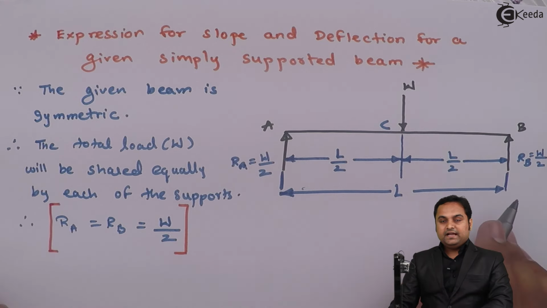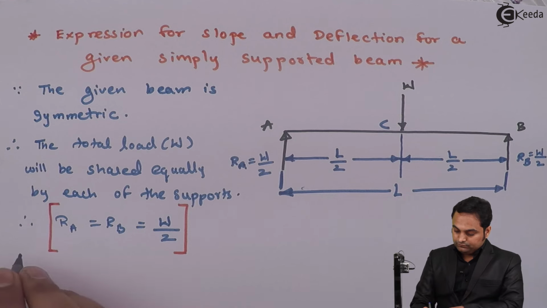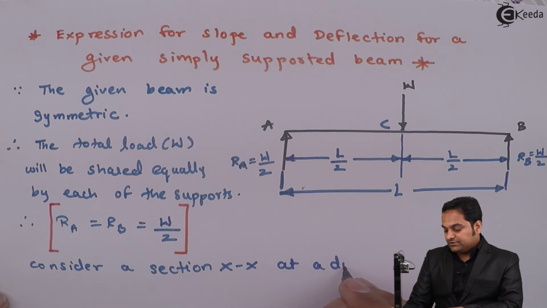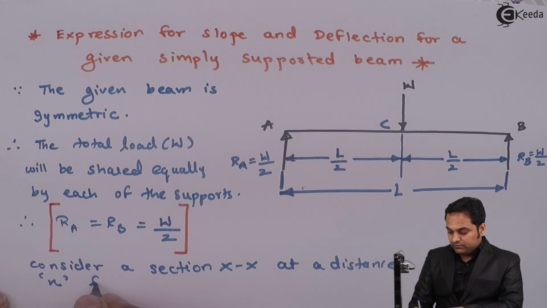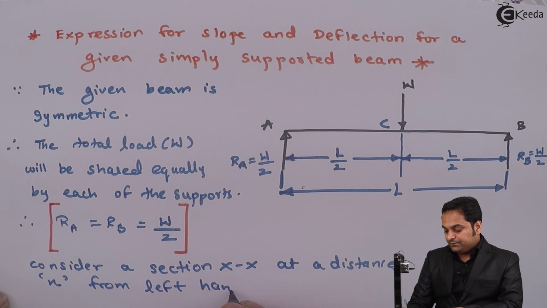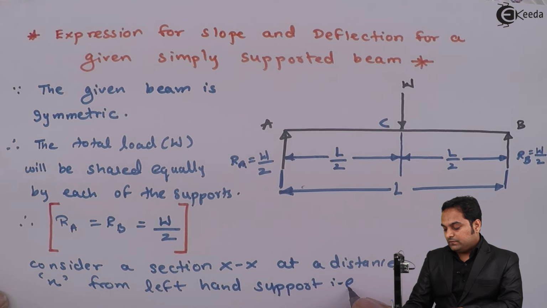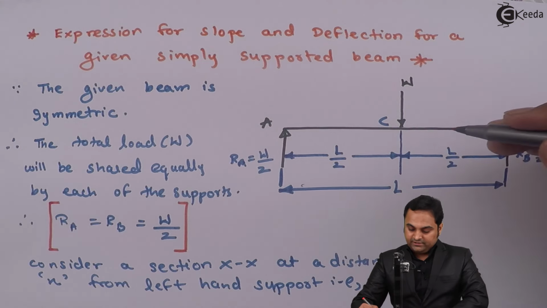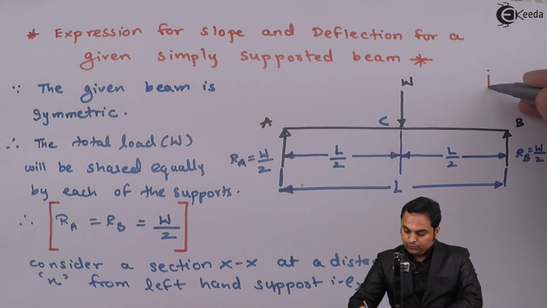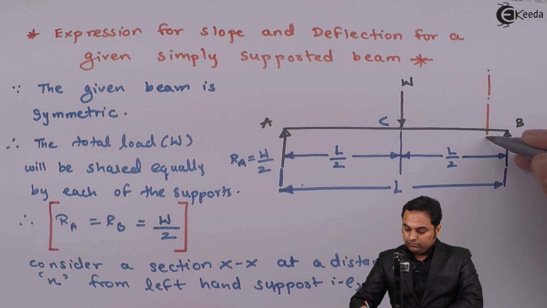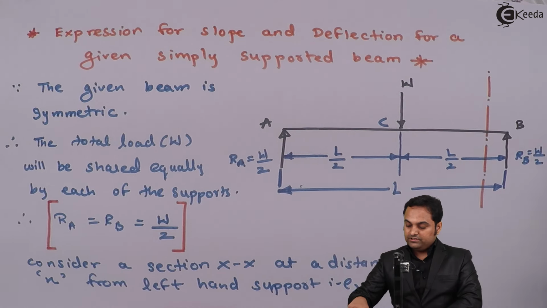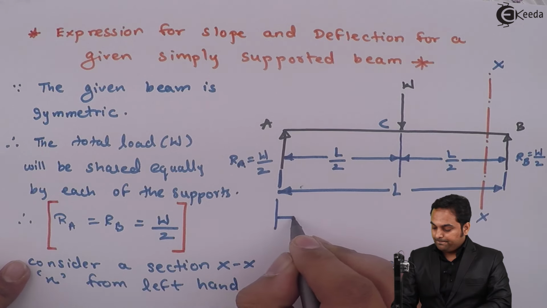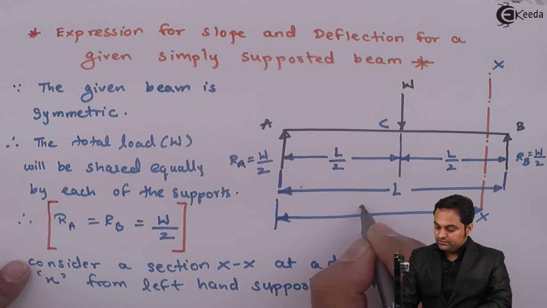Now, once we get the reactions, the next thing would be to consider a section XX at a distance small x from the left hand support, that is A. So from A, I am going to consider a section, and that section should be far away from A and close to point B, because we are going to use the double integration method here, also called Macaulay's method. Here I am taking the section XX at a distance x from the left hand support.